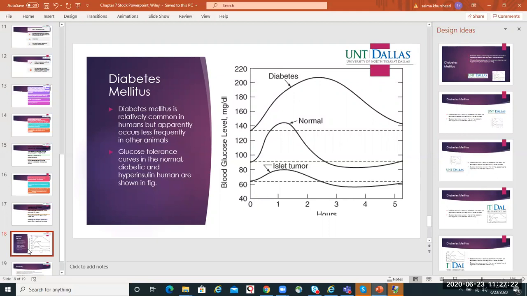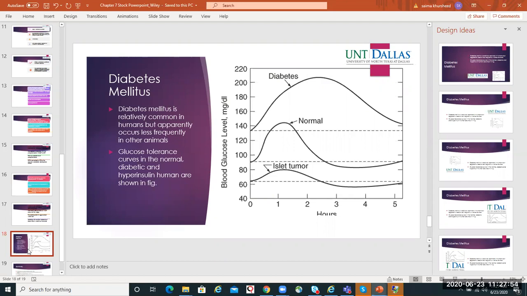And we have non-insulin dependent diabetes, also called adult onset or type 2 diabetes. And then we have one more kind of diabetes, that's gestational diabetes. So type 1 diabetes, type 2 diabetes, and gestational diabetes are the three basic types: insulin dependent diabetes, insulin independent diabetes, and gestational diabetes.